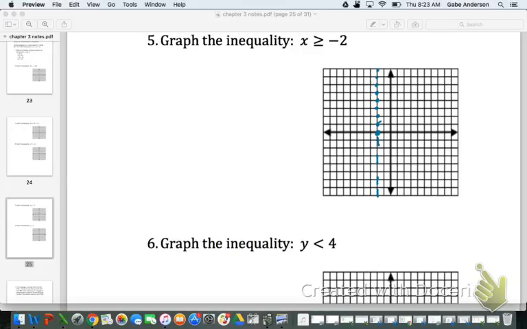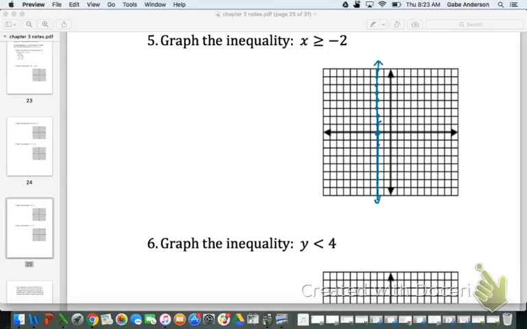Wait a minute. Did some of you say dotted? No. Did anybody say solid? Yeah. Solid. I was just hearing what I wanted to hear. I thought I heard one person say dotted, so I was just going to go with it. Why is it solid? Because it is greater than or equal to, and it's the equal to part, right? So let's go make that solid.